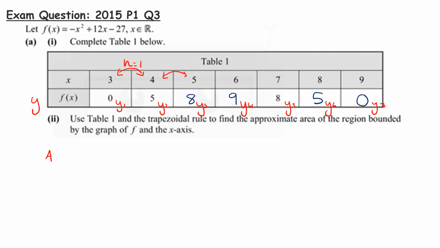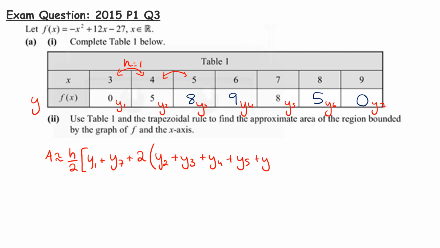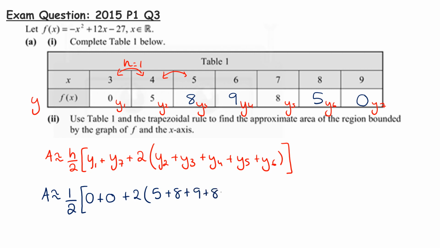So the area formula is going to be h over 2 times y1 plus our last y, which in this case is y7, plus 2 times all the y's that we haven't used yet, which is y2 plus y3 plus y4 plus y5 plus y6. And subbing that in, we get the area will approximately be equal to 1 over 2, 0 plus 0 plus 2 times 5 plus 8 plus 9 plus 8 plus 5. That can go into our calculators, and we get 35 square units.